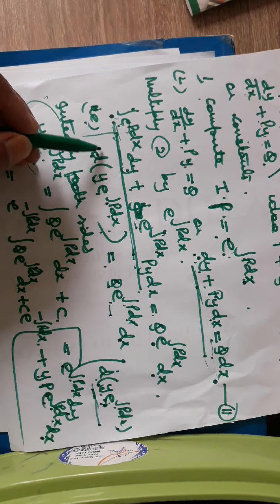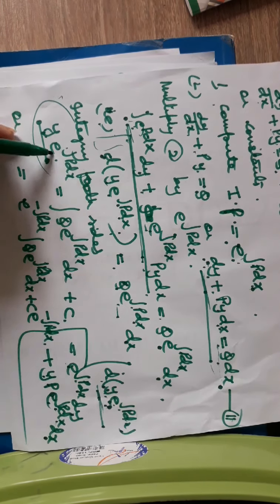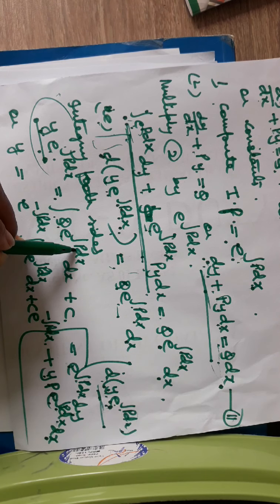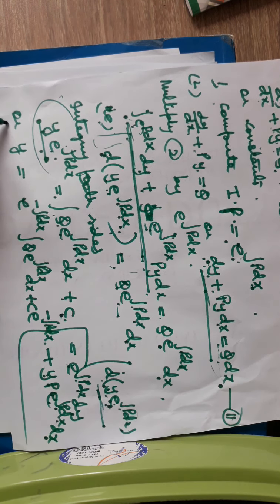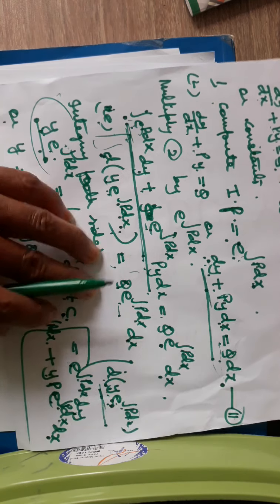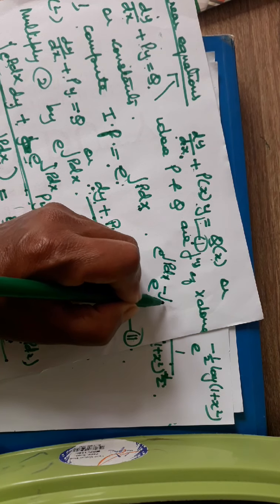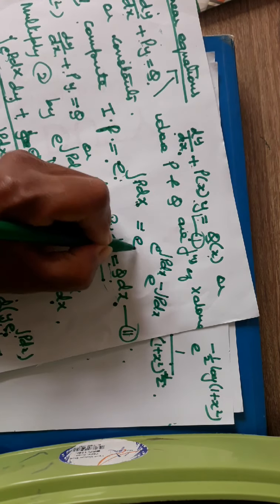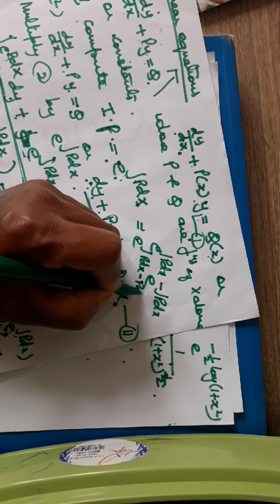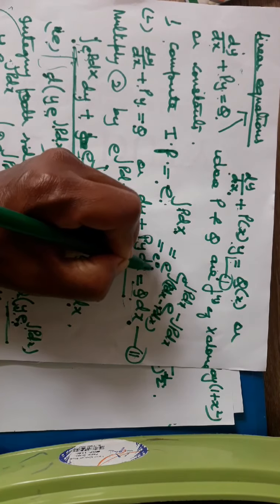integrate both sides of this equation. Once you integrate, the integral of d of this is nothing but y e to the power integral p dx, equal to the integral of q e to the power integral p dx plus c. Now you multiply both sides by e to the power minus integral p dx. On the left, e to the power integral p dx times e to the power minus integral p dx is e to the power integral p dx minus p dx, so this cancels, and e to the power 0 gives you 1.